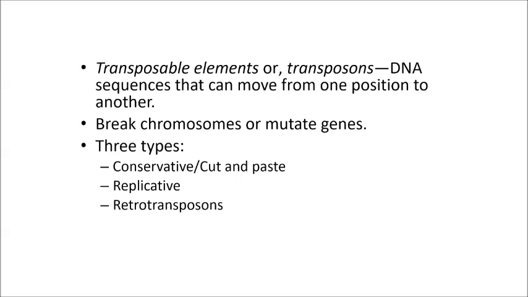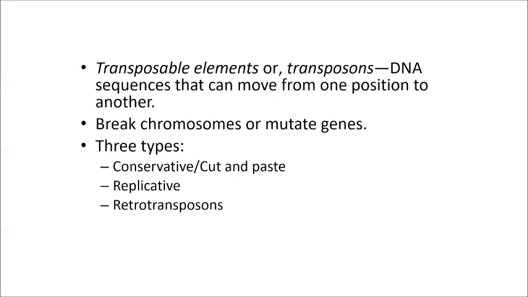Transposons or transposable genetic elements are DNA sequences that can move from one position to another. These transposable elements are also known as jumping genes, and the process of movement of transposons is called transposition. When transposable elements move from one location to another, they may break chromosomes or mutate genes. Also, when they move, it can be to the same chromosome, another chromosome, or a plasmid.